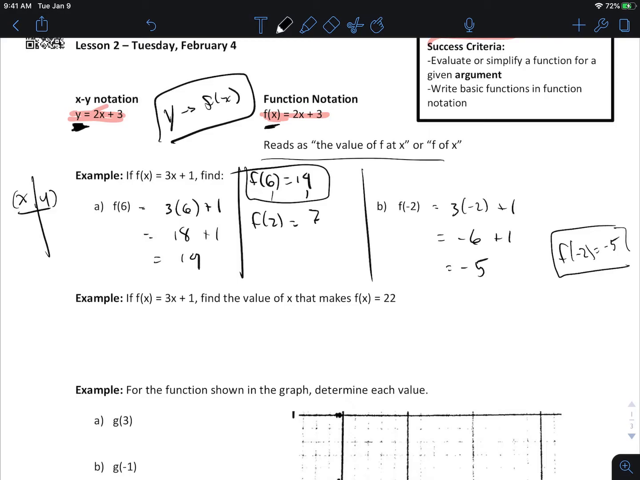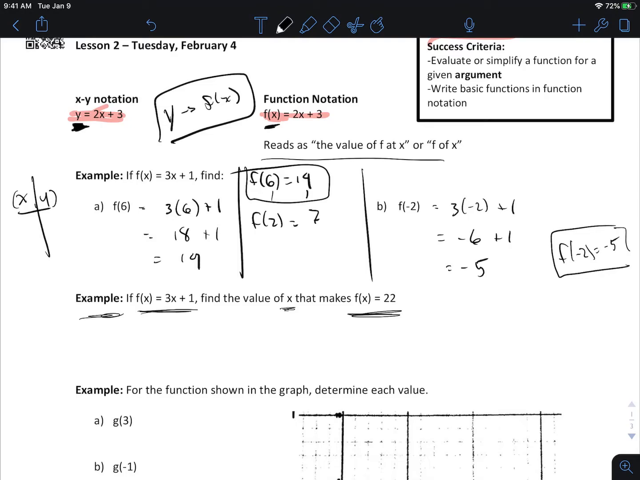So that's you saying, I'm going to input things and I'm going to get outputs. Same thing as yesterday, same thing as a function machine. The other part here is another function machine. It wants to find the value of x, going backwards, that gives me the function value of 22. So instead of inputting something this time, I now know the output, it's 22, and I want to find the input that makes it 22.